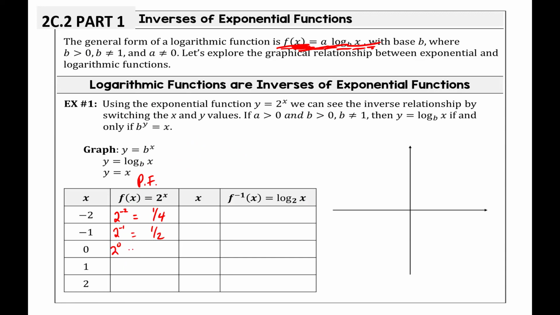If I let x equal 0, that is just going to equal 1. If I let x equal 1, it's going to equal 2, and then 2 squared is going to equal 4. Okay, so those are our y values of our parent function.